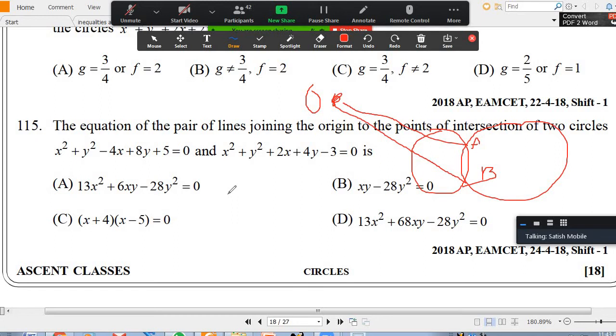Sir, subtract the two circles, sir. We'll get the line. After that, homogenization. Yeah, homogenization. Whenever a curve and a line are intersecting at 2 points and those 2 points are joined to the origin, how will you find the combined equation? It is by homogenization. Yes, we can do homogenization.